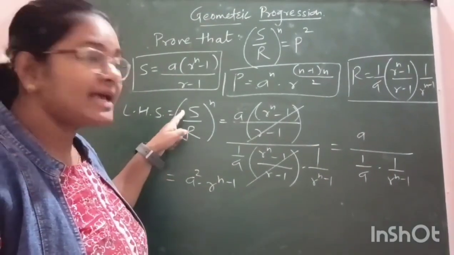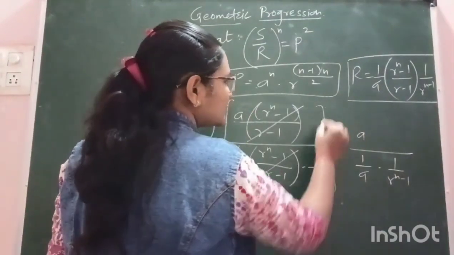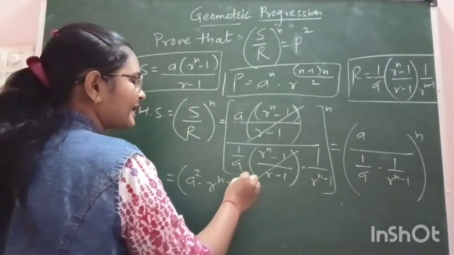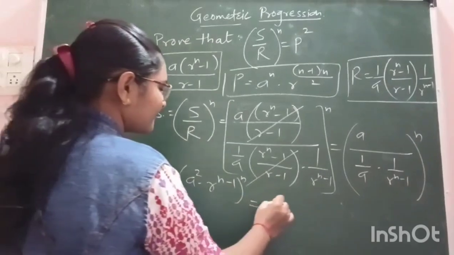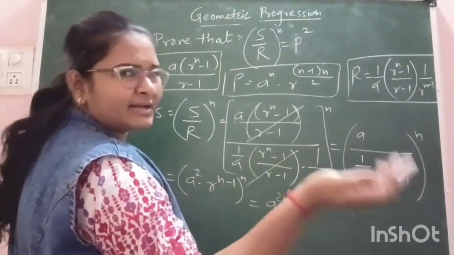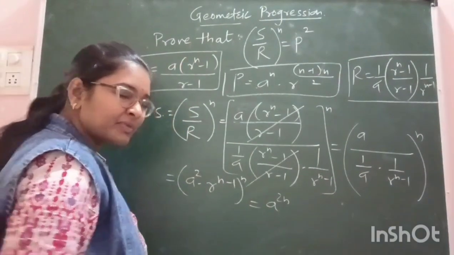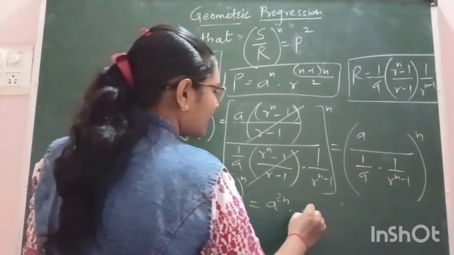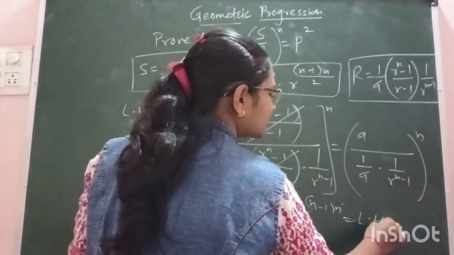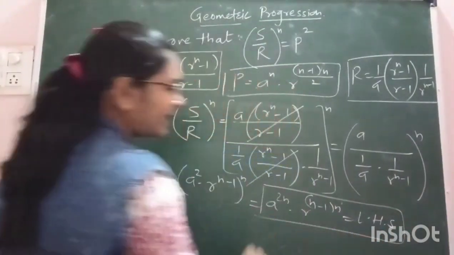But here we have taken s upon r, so its bracket raised to n we need to take. Here also we need to take bracket raised to n. So what we are getting? A raised to 2n, and power's power will come in multiplication. So a raised to 2 into n, it will be twice n, then r to the power n minus 1 into n. So what is it? It's our LHS. Okay, and now we are going to simplify RHS as well.